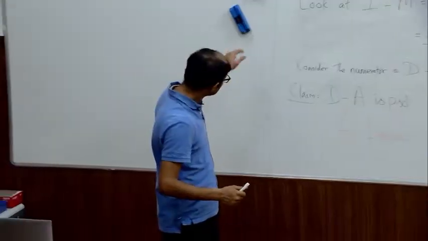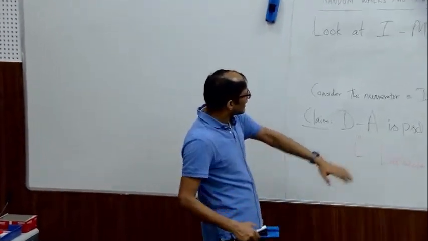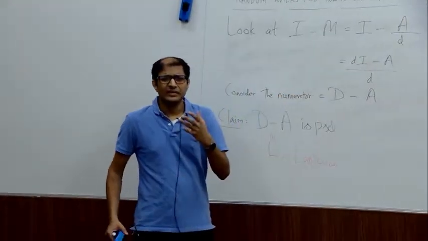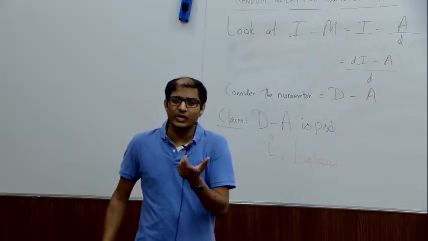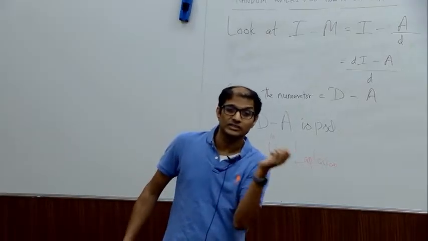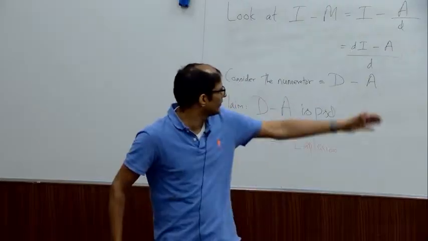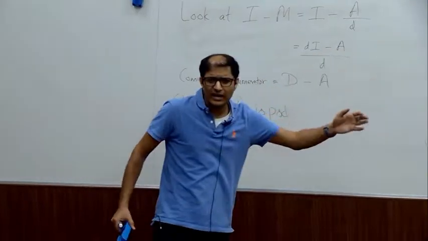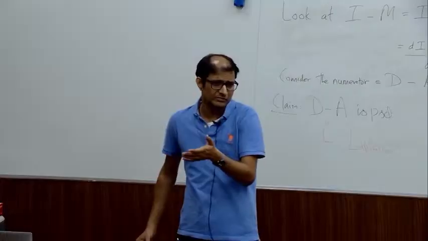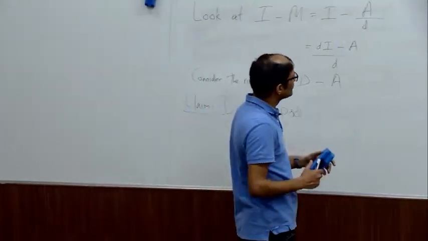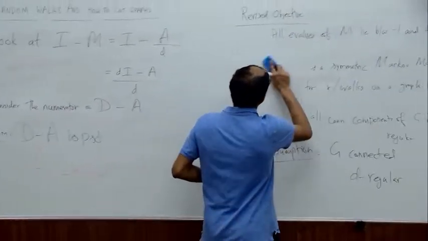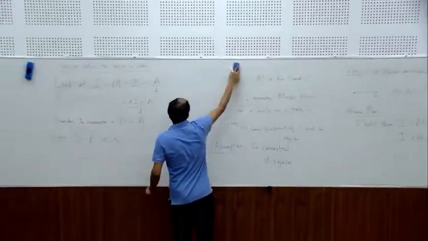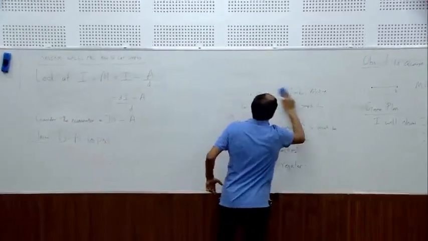So let's see. I'm looking at the numerator. What I would show is that the eigenvalues of the numerator are trapped between negative d and positive d. Therefore, if I scale everything down by 1 over d, eigenvalues are trapped between negative 1 and positive 1. That's what I want to show. So let's see how you will do that. First, I will claim that D minus A is PSD, and that's easy enough.